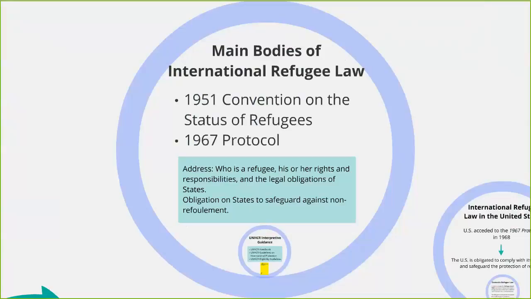The Convention and the Protocol address who is a refugee, his or her rights and responsibilities, and the legal obligations of states. The core of both the Convention and the Protocol is the principle of non-refoulement, which again prohibits states from expelling or returning a refugee to a country where his or her life or freedom is at risk. To protect against refoulement, states must provide effective protection to refugees and should ensure all asylum seekers have access to fair and efficient asylum procedures. As I mentioned earlier, UNHCR serves as the guardian of the Convention and the Protocol, meaning that states are expected to cooperate with UNHCR in ensuring that the rights of refugees are respected and protected.